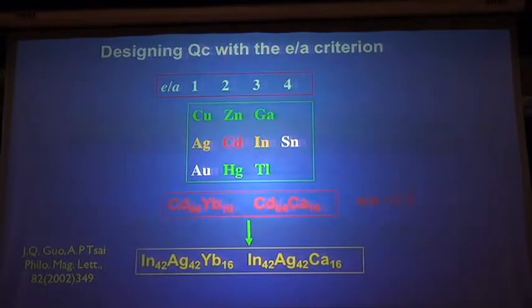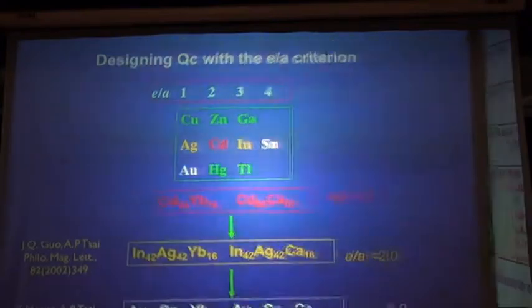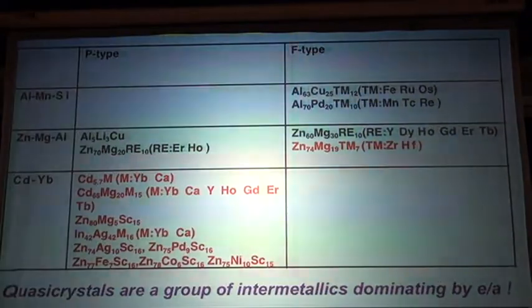And we design another composition here. These two compositions also form stable quasicrystals. I will show you this later. And if you extend again, using gold and the interchange, we also got the formation of a quasicrystal. So this is the idea by which we designed interesting stable quasicrystals.